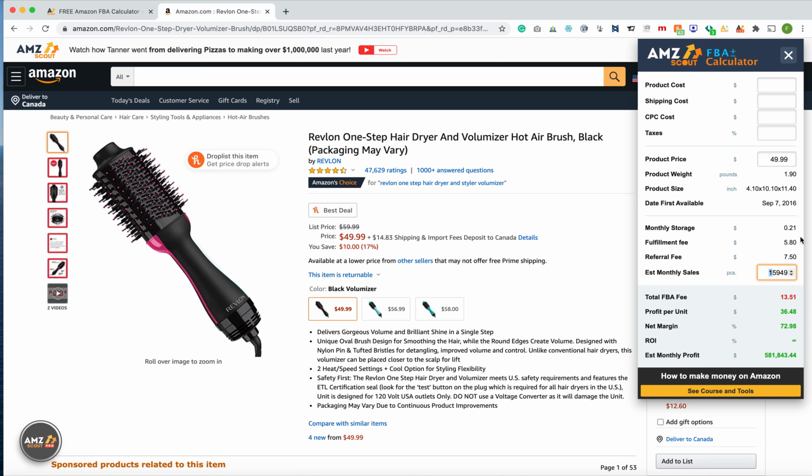Monthly storage, I don't know. These are the fees that are being charged by Amazon. Fulfillment fees are for when they actually ship it, and referral fees are $7.50. So the total FBA fee is $13.51. This is their actual fees and costs. Net profit per unit is $36. Their monthly sales are around 500,000.